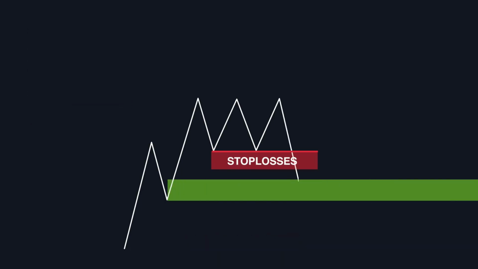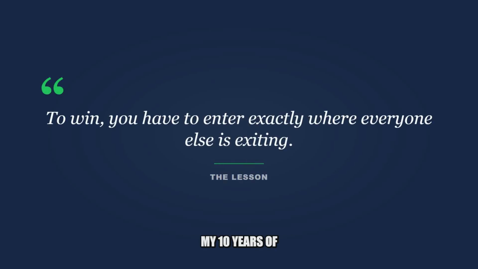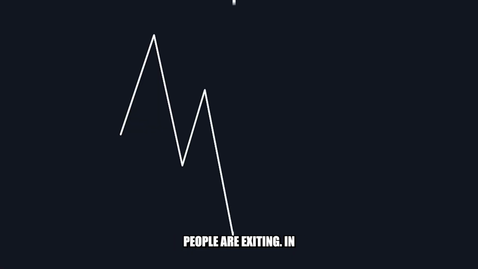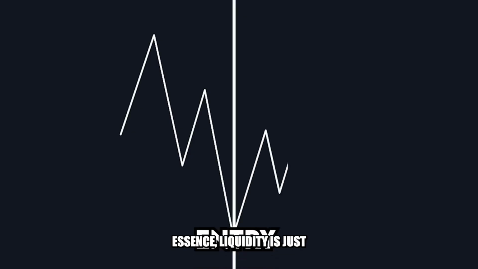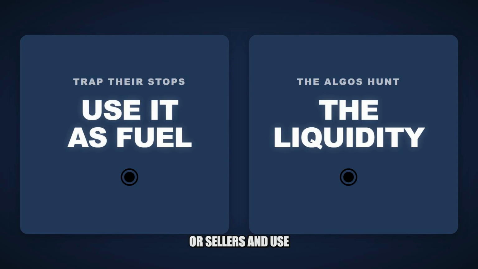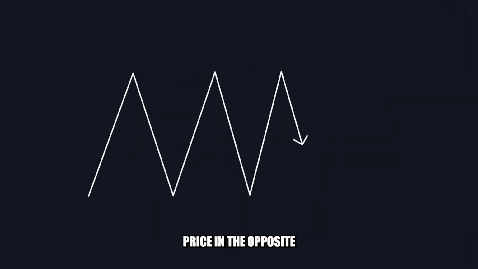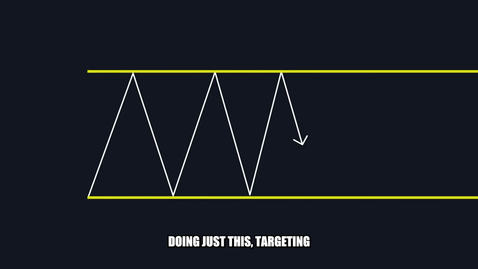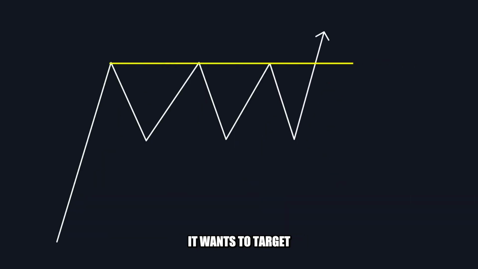That's just a given. One of the greatest lessons I've learned in my 10 years of trading is, in order to be successful at trading, you need to be entering where most people are exiting. In essence, liquidity is just that. So when trading, you basically want to try to trap buyers or sellers and use their stop losses as fuel to drive the price in the opposite direction. All the algorithms in the market are doing just this, targeting highs and lows because it wants to target the liquidity. It wants to target the orders.